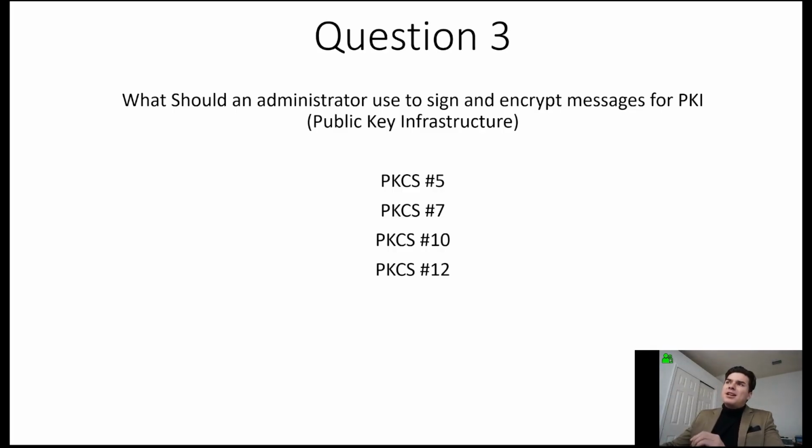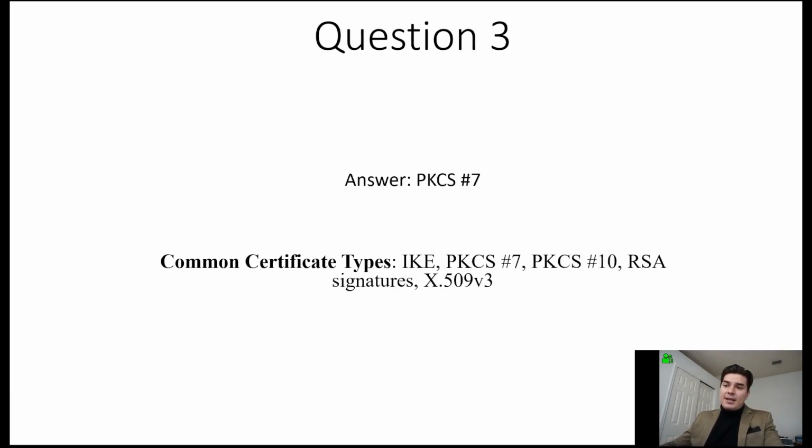Number 12. Number 12 is used to bundle a private key with its X.509 certificate or to bundle all the members of a chain of trust. So when they use a certificate, it's for server authentication, client authentication, code signing, email signing, timestamping. And here's some common types of certificates that they have.